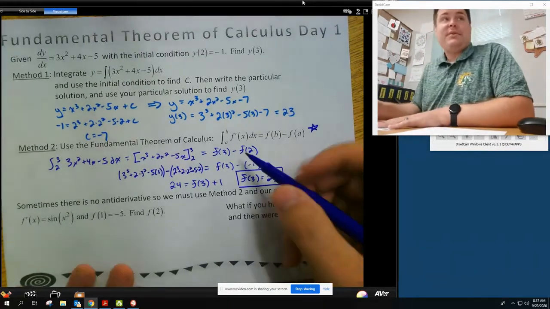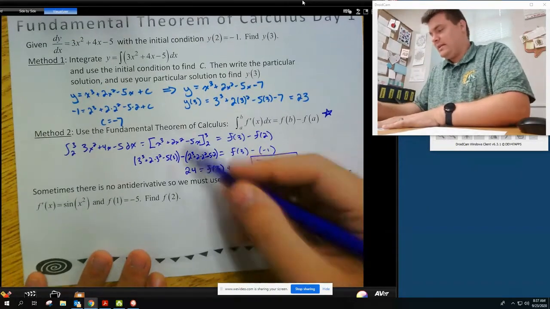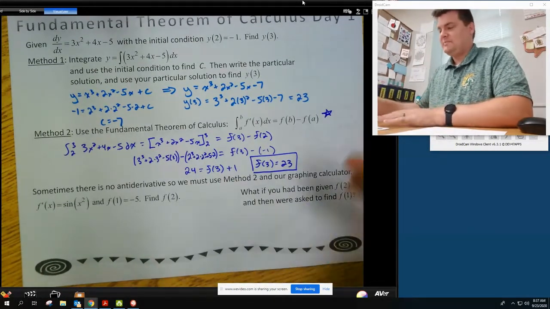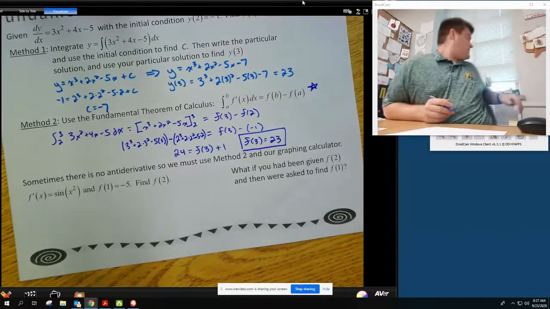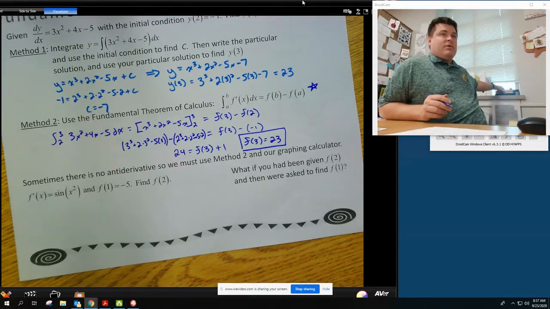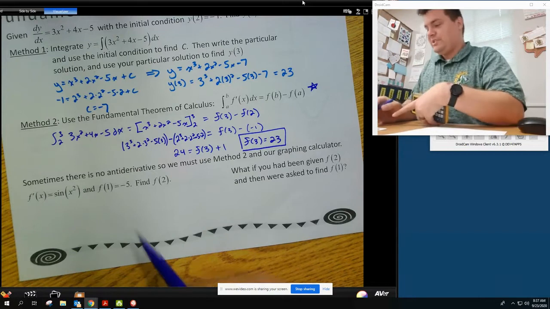I went through that pretty fast because I was ignoring a lot of the algebra. The reason is that a lot of times this is a calculator active question. So I'm going to hit up my handy dandy calculator and go ahead and do this problem right here.